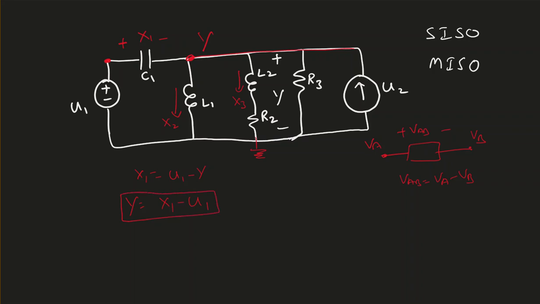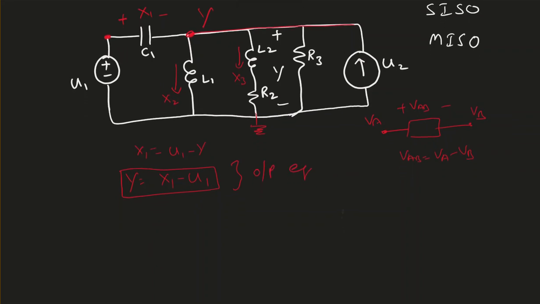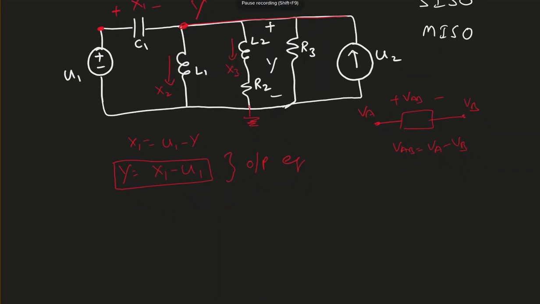Here I do not see X1 dot, X2 dot, X3 dot or any other unknown variables. So I can say this is my output equation. Okay, so I have the output equation. Now I need to write down X1 dot, X2 dot, X3 dot.